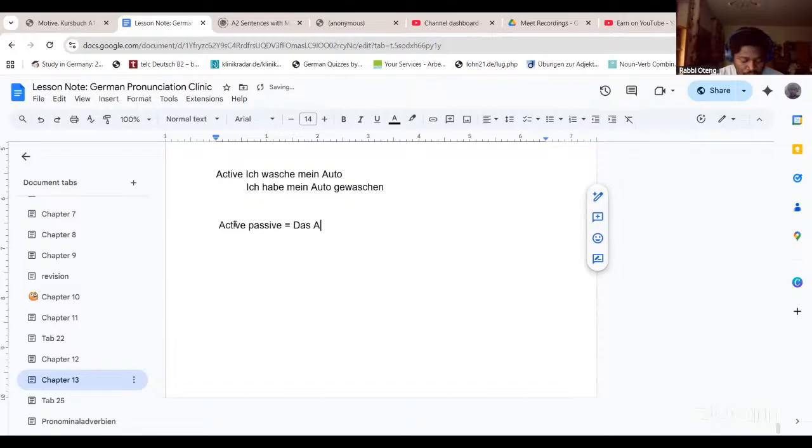Das Auto wird gewaschen. Okay, that's Das Auto wird gewaschen. Now, the Zustandspassiv is when the car is washed.